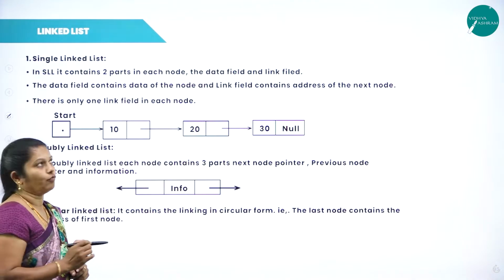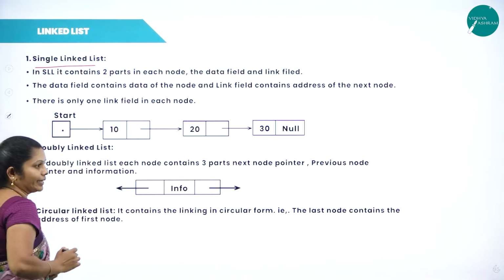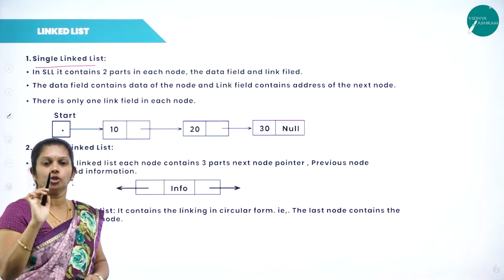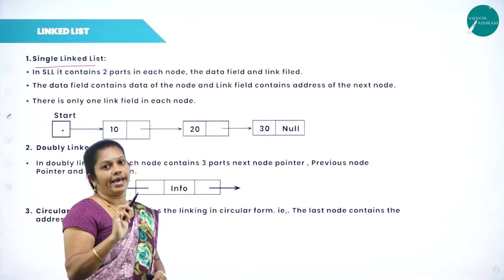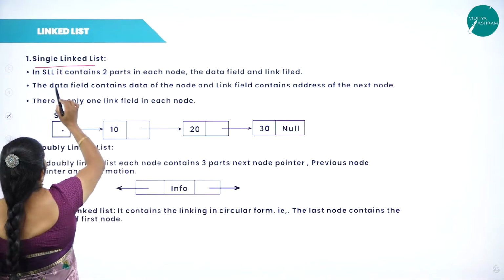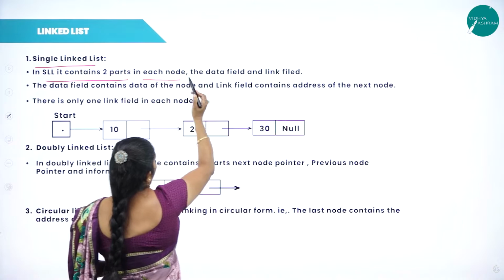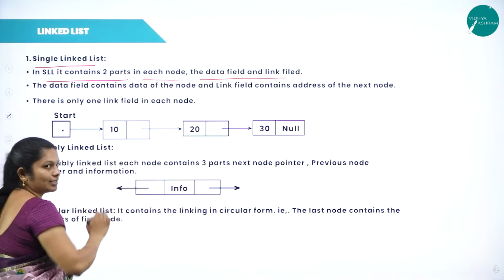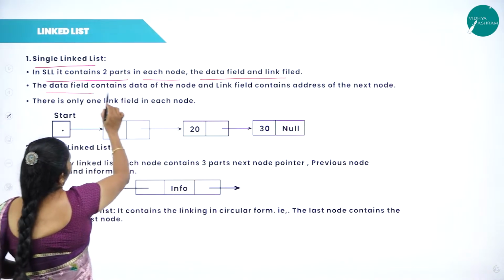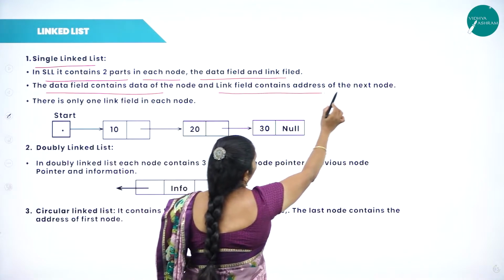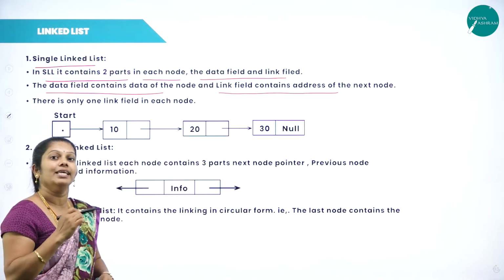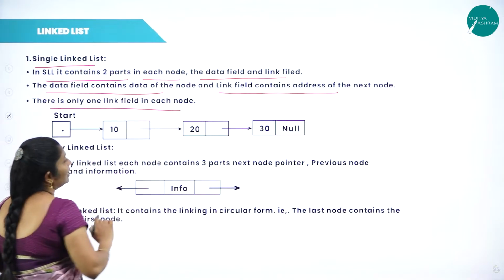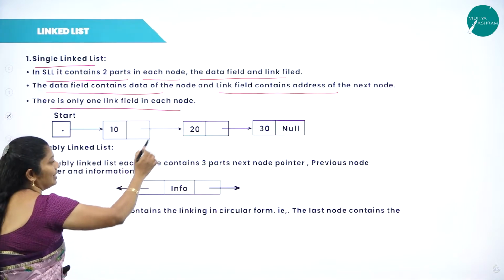Coming to the first type, the single linked list. A single linked list contains nodes, and each node contains only two parts: the data part and the address part. In each node, there is the data field and the link field. The data field contains the data of the node and the link field contains the address of the next node. There is only one link field in each node.